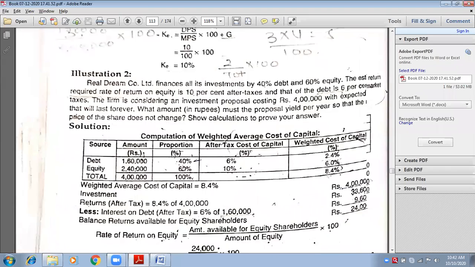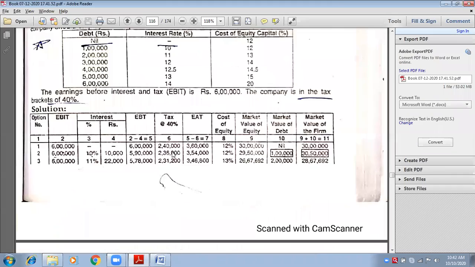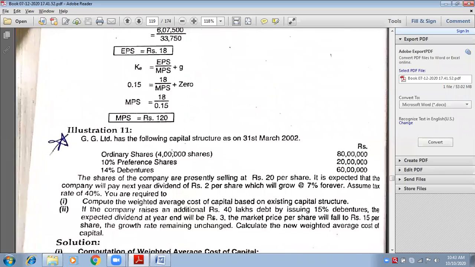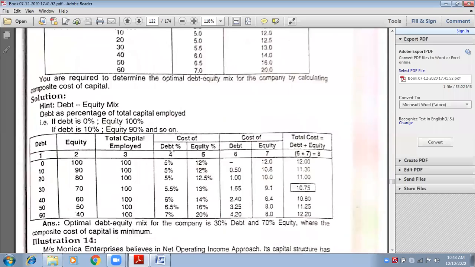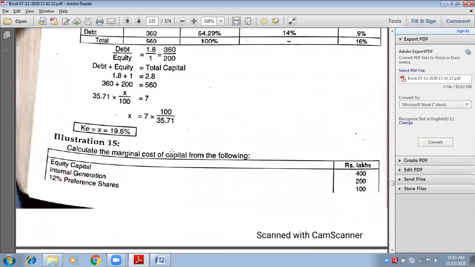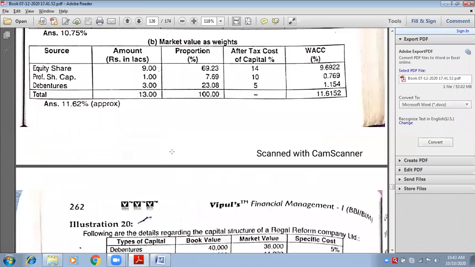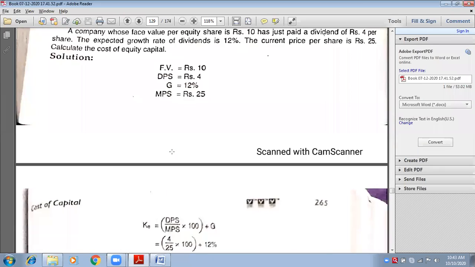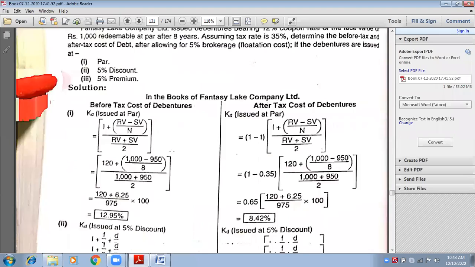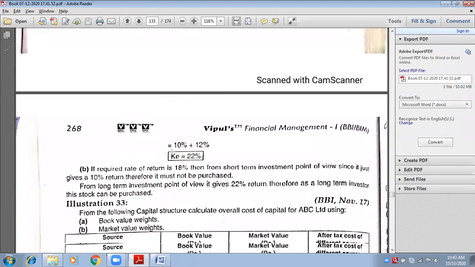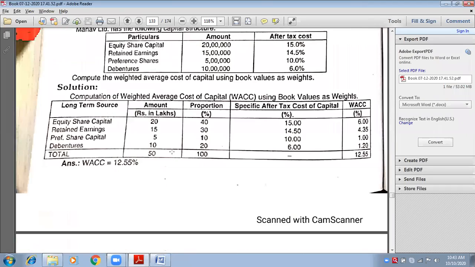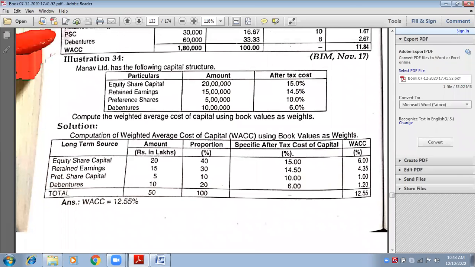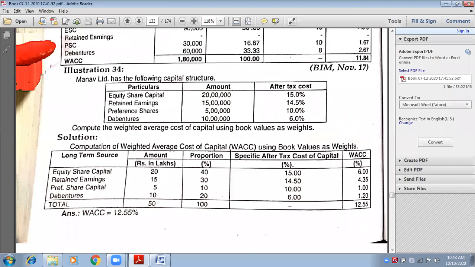Okay, so finally we are done with the chapter. So you want the answer? Which was the sum number? 34. Okay, let me come down to the page. I will tell you the answer. The answer should be 12.55. Is it correct? Yes, this should be the answer.